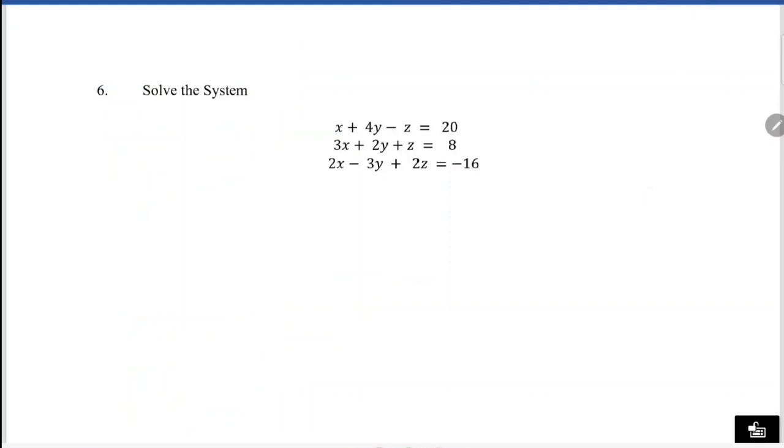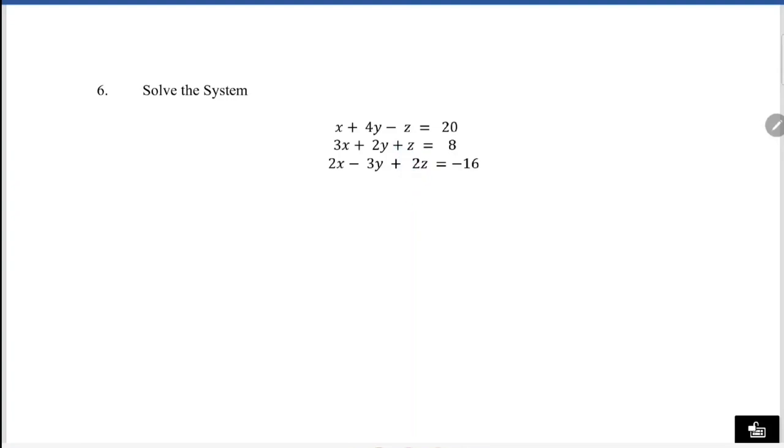Now, the last question here is about solving a system of linear equations, but in 3 variables. Previously, in another course, you may have worked with systems of equations in 2 variables, x and y, where you had to find values for both x and y. But here we see 3 variables, x, y, and z, and we have 3 different equations. We have to use all 3 of these equations to come up with values of x, y, and z. So how do we go about that?